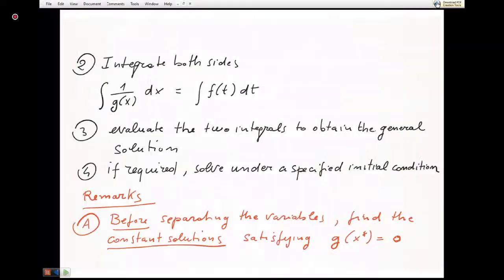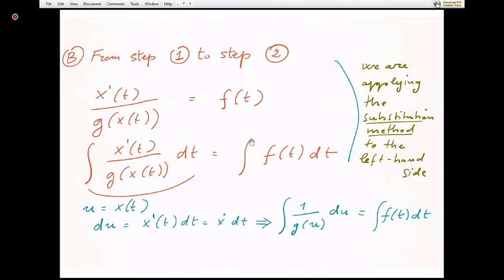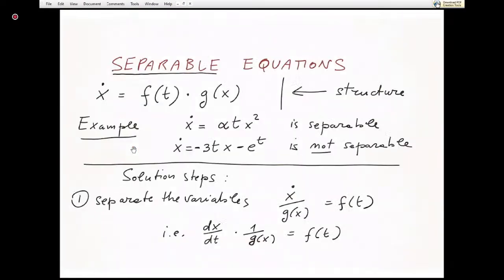Before separating the variables, find the constant solutions satisfying g of x equal to 0, because these are all constant solutions to your differential equation, okay? Because next, when you divide by g of x, you cannot find them anymore. So you have to keep track of them initially, okay? Because now they are excluded from the solutions of this differential equation, which is equivalent to the original one, except for those values of x for which g of x is 0, okay?